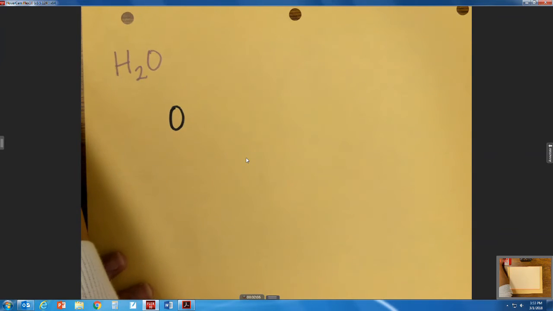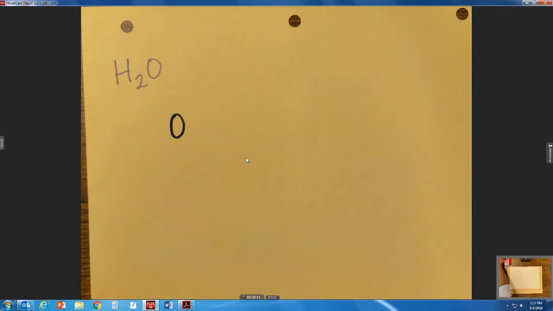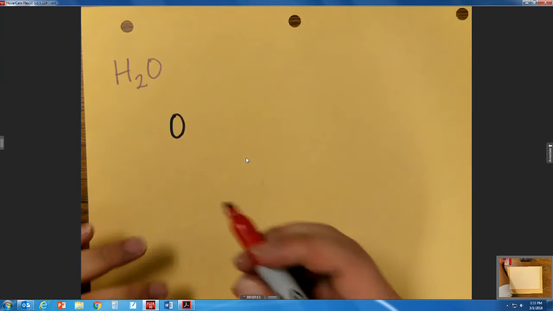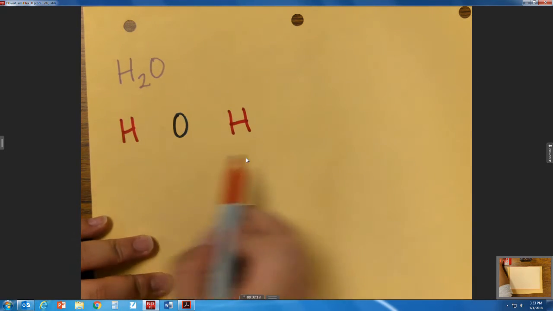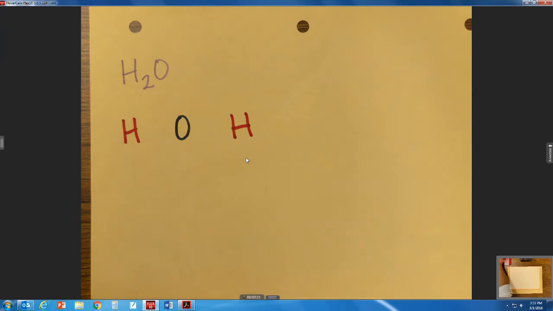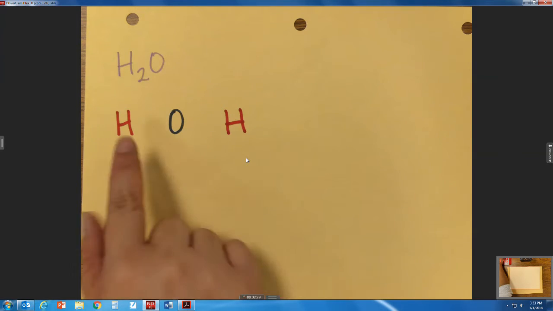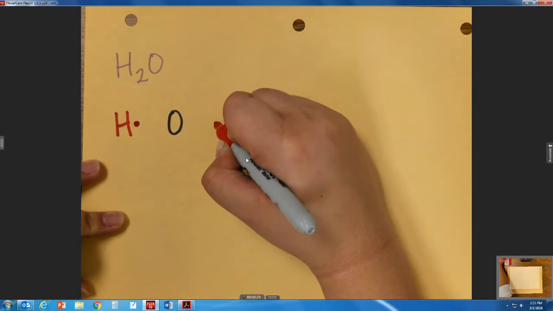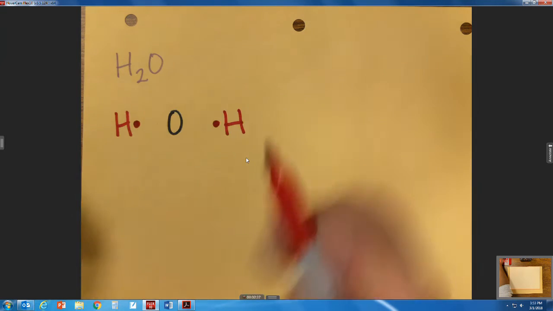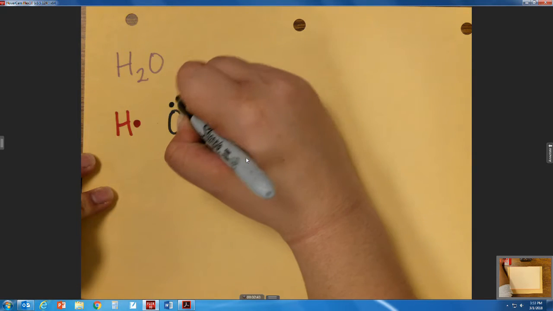Okay, so let me just zoom in just a little more. So that would mean that hydrogen is going to be right next to it. Okay, remember one of our other rules. It has to look symmetrical. Now that we know what our elements are, we're going to go ahead and put our valence electrons in here too. So if you guys remember, hydrogen has 1 valence electron, so 1 valence electron for each of them. And then oxygen has 6 valence electrons.